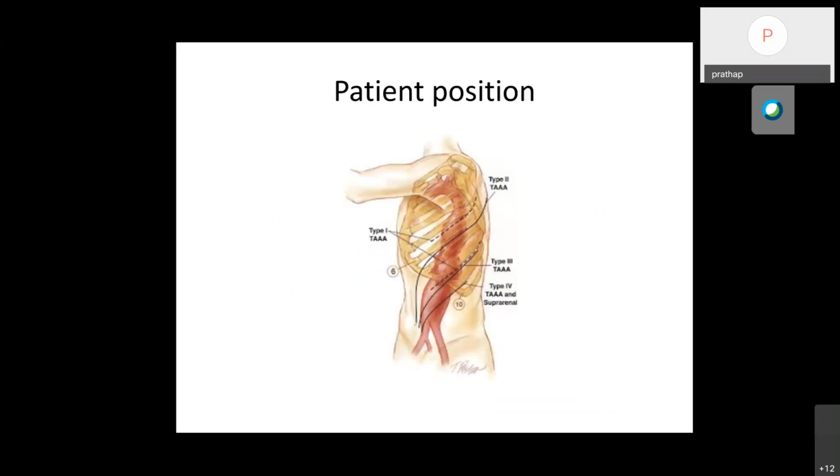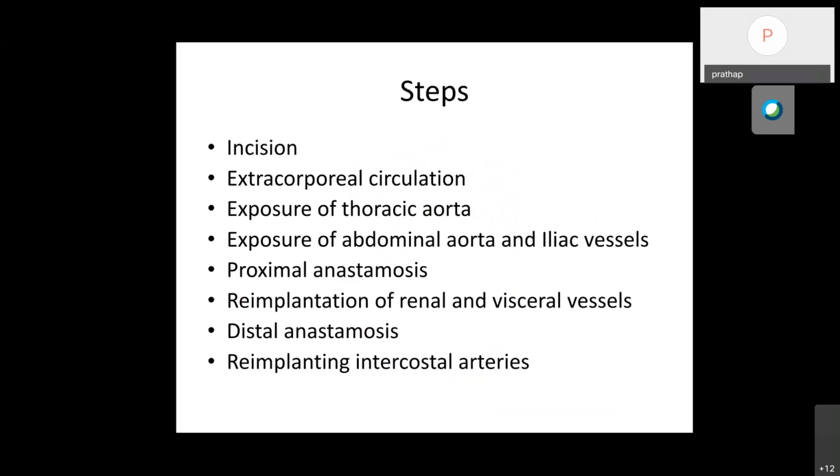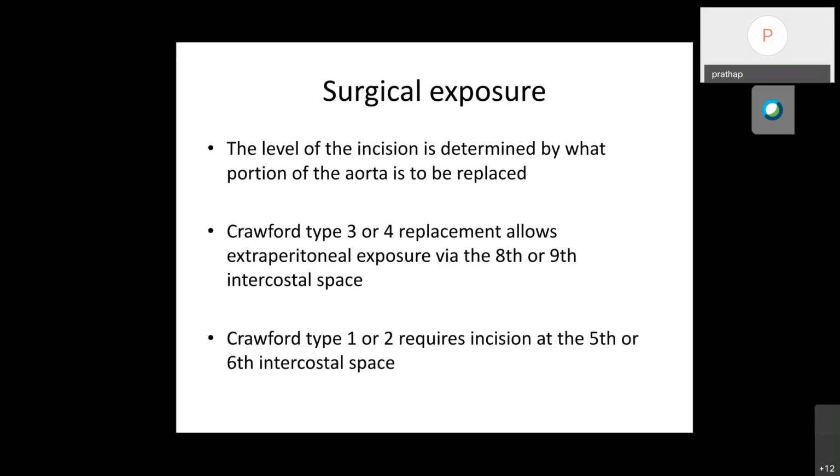The steps of the surgery are incision, establishment of extracorporeal circulation, exposure of thoracic aorta, exposure of abdominal aorta and iliac vessels, proximal anastomosis, reimplantation of renal and visceral vessels, distal anastomosis, and finally reimplanting the intercostal arteries. The level of incision is determined by which portion of the aorta is to be replaced. In Crawford type 1 and type 2, where the proximal control is required just distal to the left subclavian, the incision is made either at the 5th or 6th intercostal space. In Crawford type 3 and 4, the incision is made either at the 8th or 9th intercostal space.